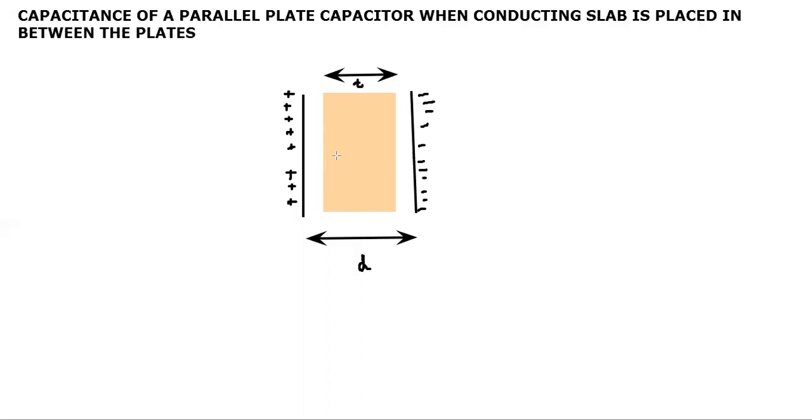This orange color block, consider it to be a conducting slab whose thickness is small t. This I have written over here. D is the distance between the plates. Now we have to find the capacitance of the capacitor.